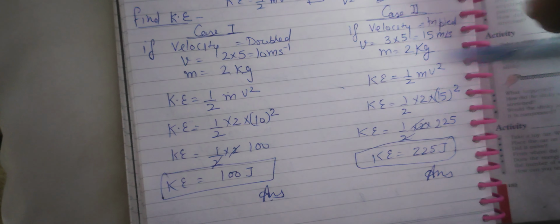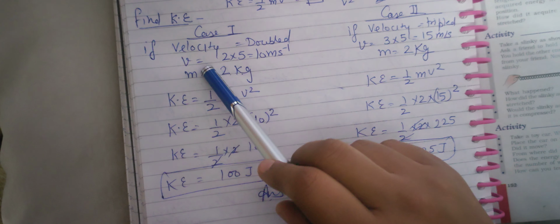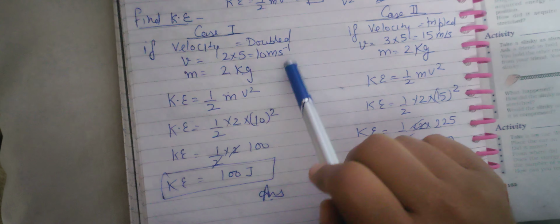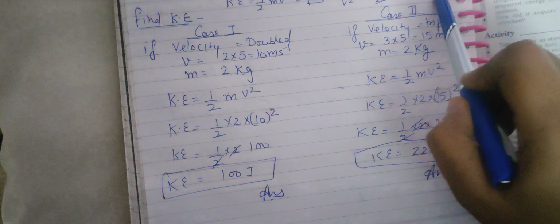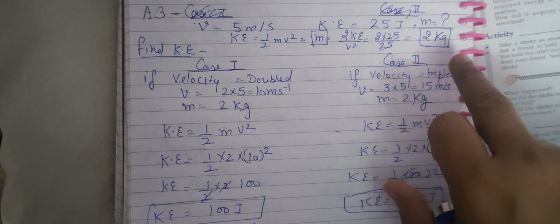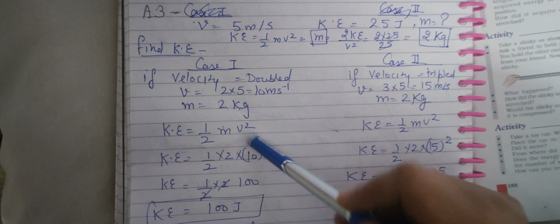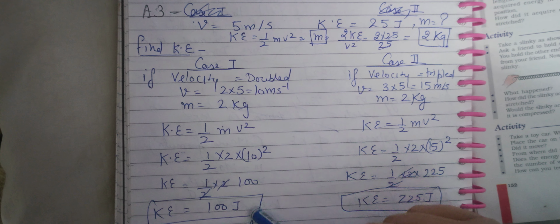Now in case number 1, velocity is double. So if velocity is 5, 2 times it will become 10 meter per second. Mass we have calculated already, 2 kg. Okay, so now apply the formula. Velocity 10, mass 2, so we will get 100 joule.